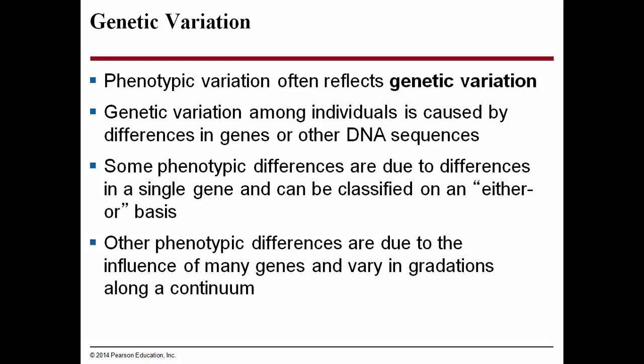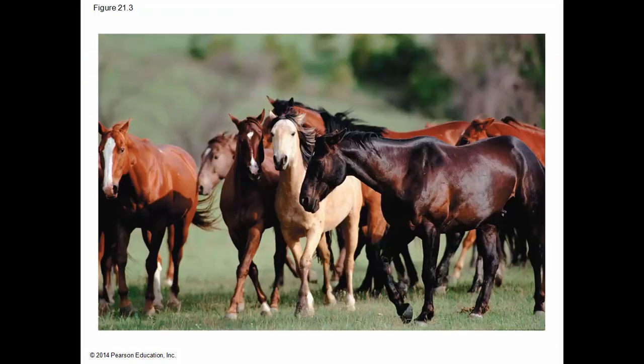Phenotypic variation often reflects genetic variation. Genetic variation among individuals is caused by differences in genes or DNA sequences. Some phenotypic differences are due to differences in a single gene and can be classified on an either-or basis. Either you have this trait or you do not have this trait. Other phenotypic differences are due to the influences of many genes and may vary in gradations along a continuum. Such an example is the coat color of horses.